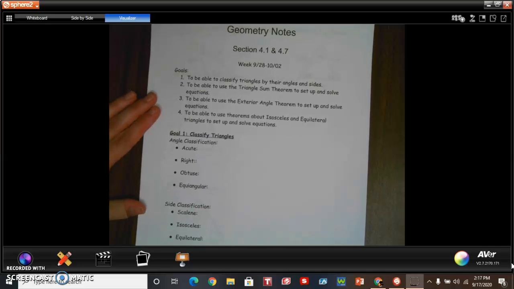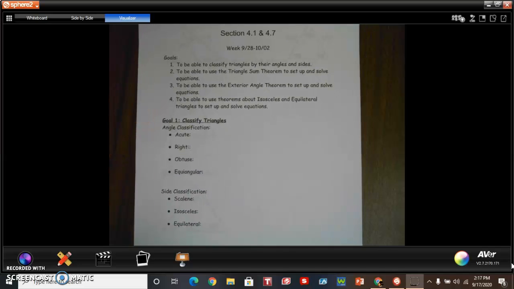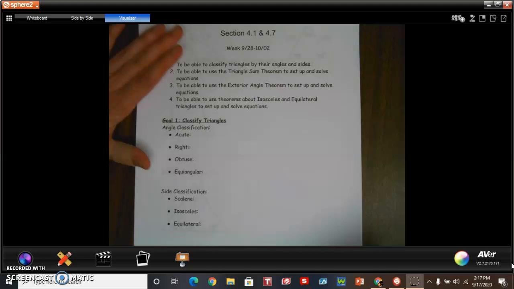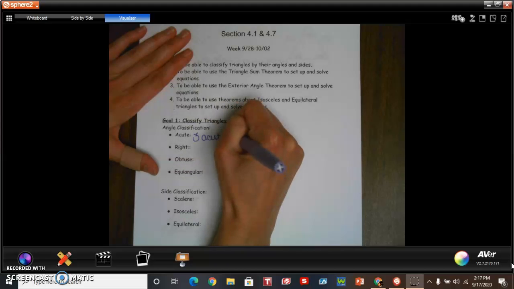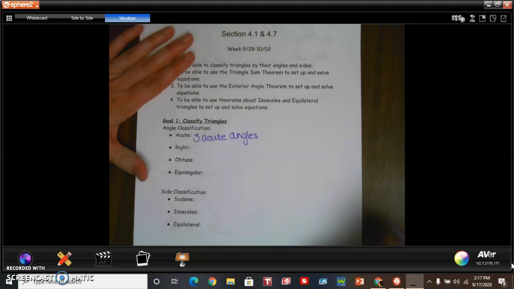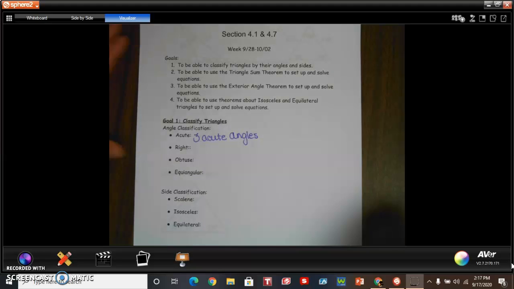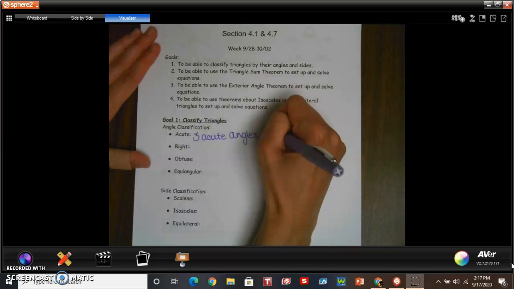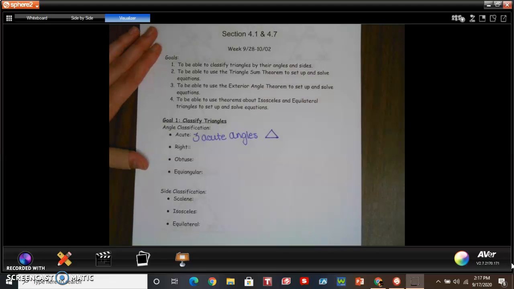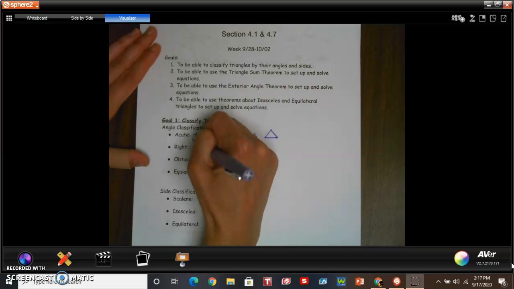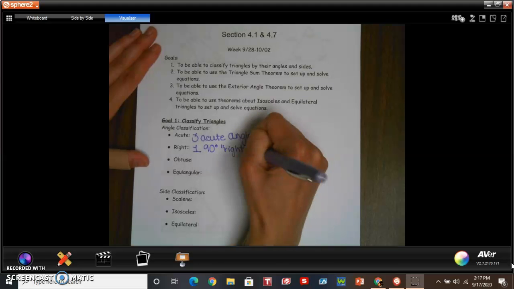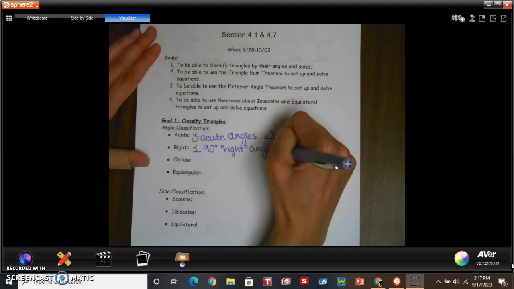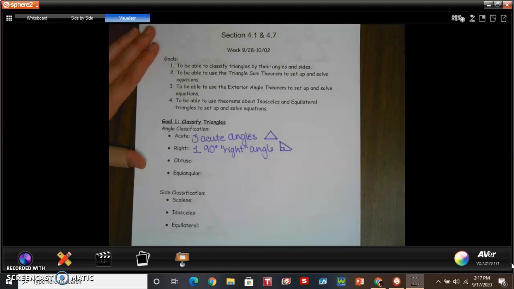Goal 1, classifying triangles. The first way to classify triangles is by its angles. Acute means it has 3 acute angles. This means that all 3 of their angles are less than 90, okay? It usually looks something like this. That's an acute triangle, okay? Right triangle means it has one 90-degree, aka right, angle. Those triangles usually look a little something like that.